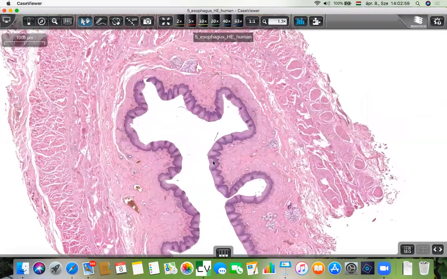So when we describe a luminal organ, you remember we can distinguish different layers of the luminal wall. So we have mucosa, we have submucosa, we have muscularis externa, and adventitia or serosa.